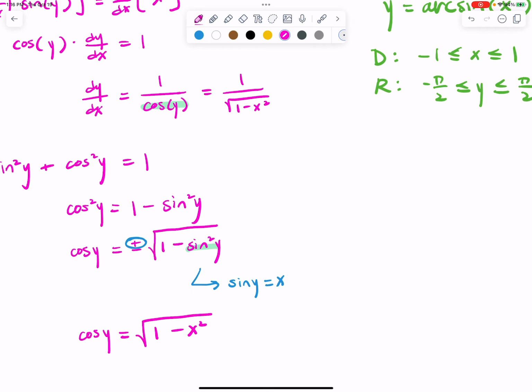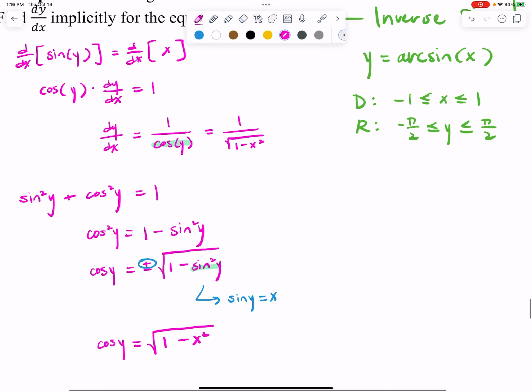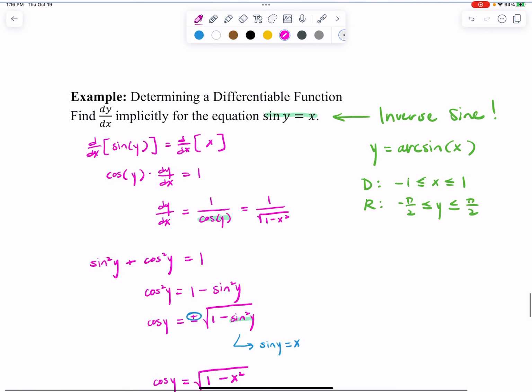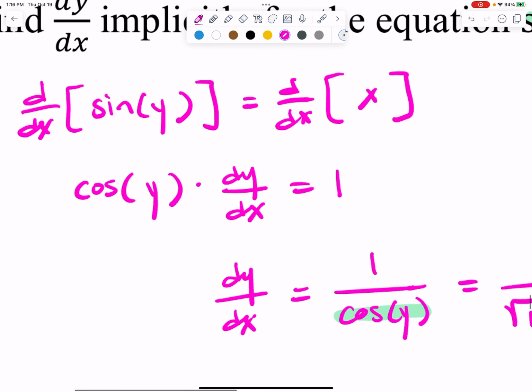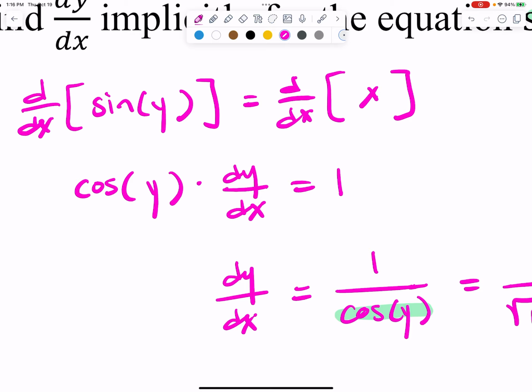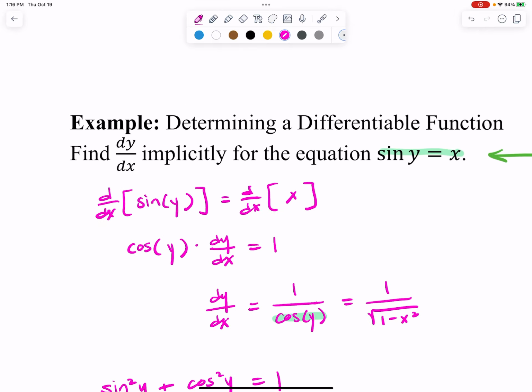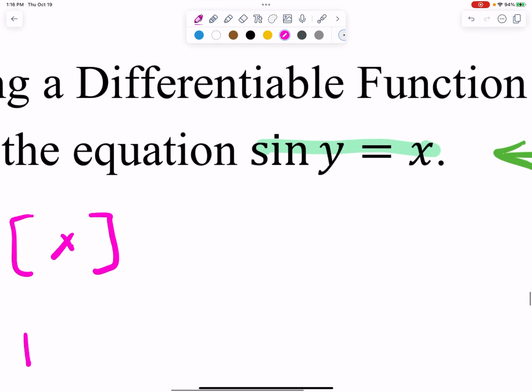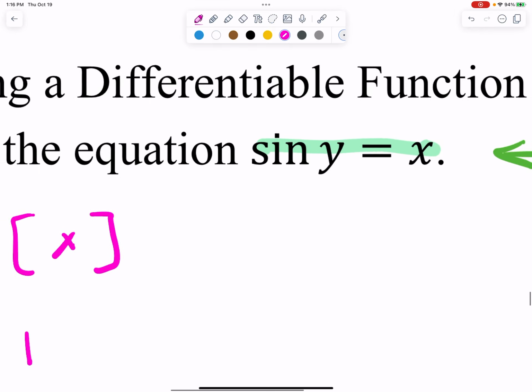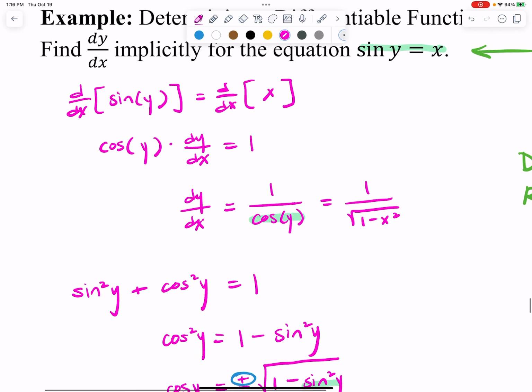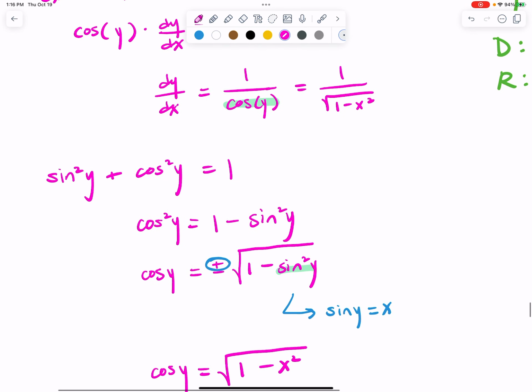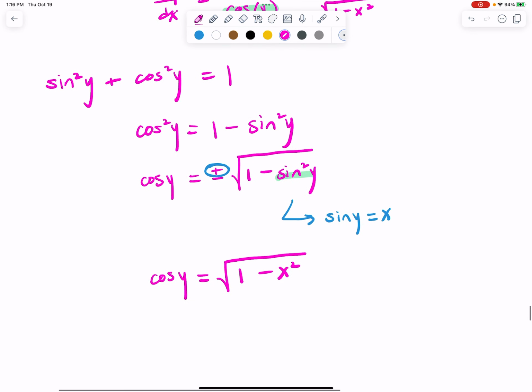which can be helpful, and this is kind of getting ahead of where we are. Currently, I need you to be able to really understand how we got to the derivative of this equation, sine of y equals x, being equal to 1 over cosine of y, and we will end up revisiting the derivatives of the inverse trig functions soon.